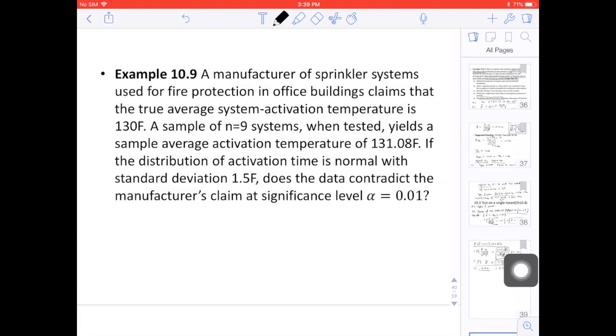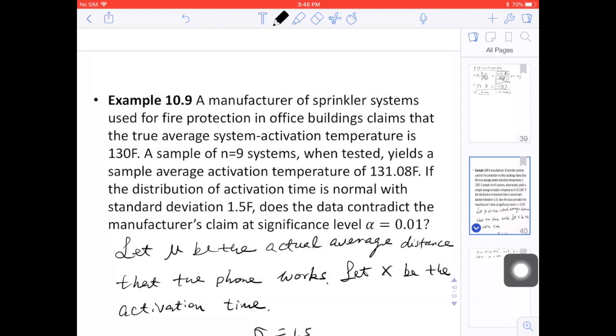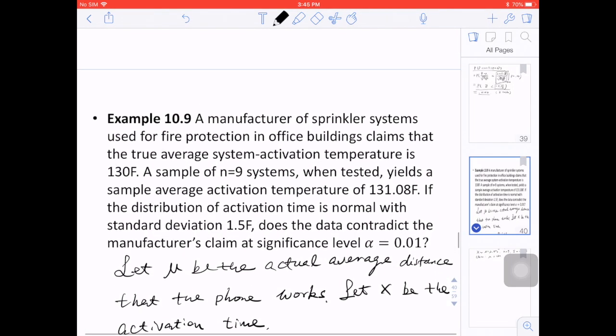So in the previous video, we discussed how to do a test on a single proportion. And in this video, we're going to discuss how to do a test on a single mean. So first of all, let's take a look at example 10.9. I will give you about a minute to read through the problem. You can pause this video.